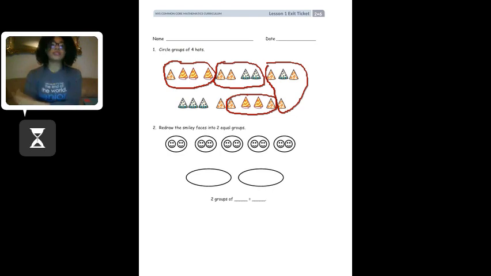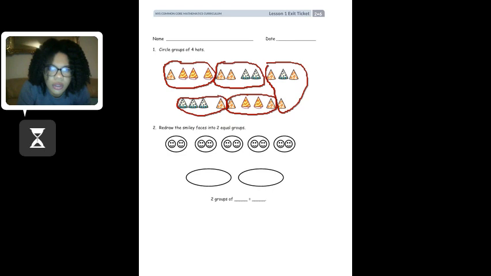So they're equal groups. But let's see, I'm not done because I still have 4 birthday hats left. And that's good because it said I needed to circle groups of 4 hats. So now we have 1, 2, 3, 4 groups. We have 4 hats in one group.